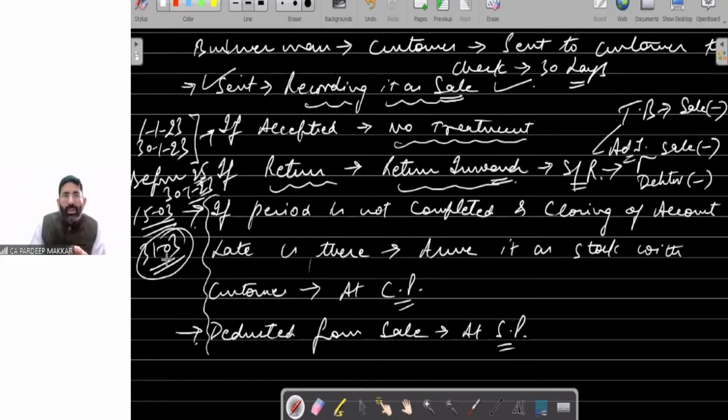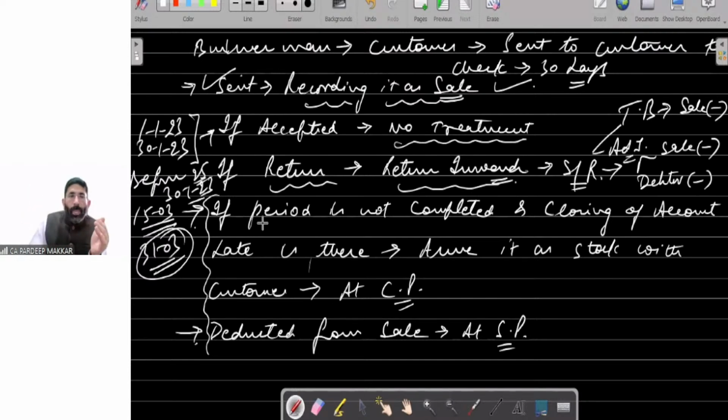But before that date, on 31st of March, what we have to do? He has not confirmed that he is going to accept the goods. He has not confirmed that he is going to return the goods. We have asked him, but he says, no, sir, wait. My period is not expired. My period is 30 days. You have already given me a period. The period is not yet expired. I'll think and tell you after a few days.